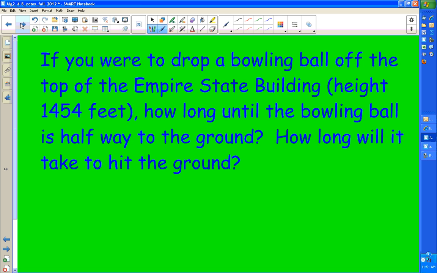So if you were going to drop a bowling ball off the Empire State Building, which is 1,454 feet above the ground, how long until the ball is halfway to the ground? And then the second follow-up question, how long will it take to hit the ground? So our formula, h of t, is equal to negative 16 t squared plus 1454.